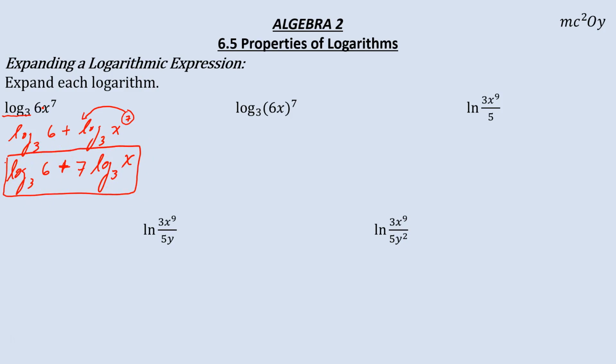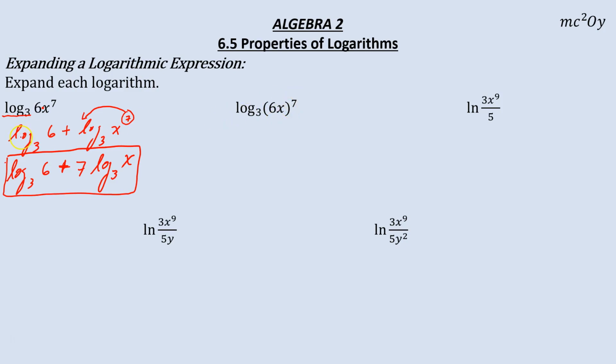Okay? Now please note the difference on the second problem. I put these two on here so that you can see the difference. This one has just the x being raised to the 7th. This has the 7 outside of parentheses. That means it's 6 to the 7th and x to the 7th.